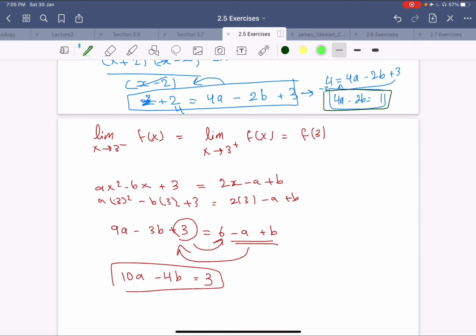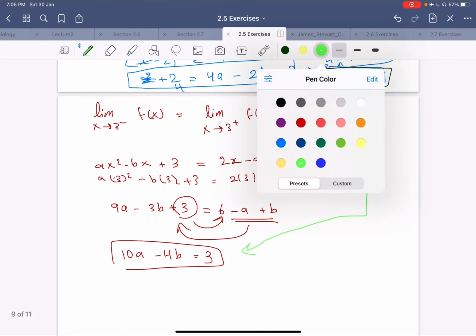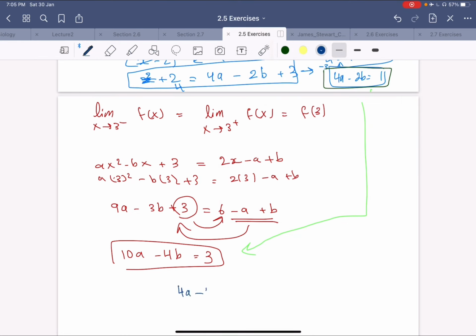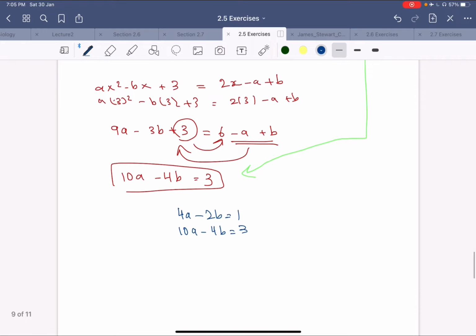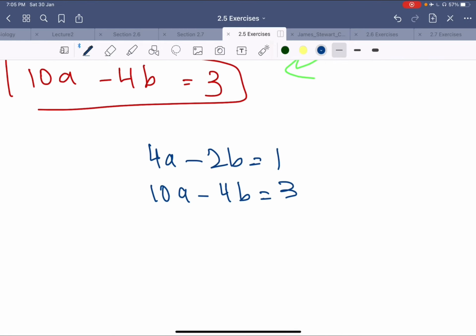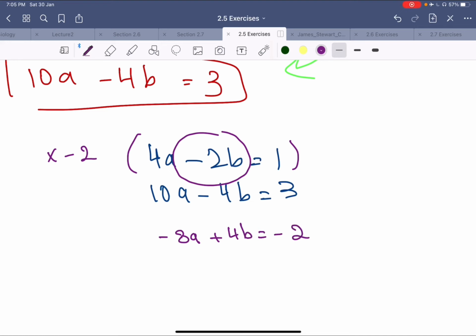Now we combine the two equations to find a and then b. We have 4a minus 2b equals 1 and 10a minus 4b equals 3. Now we want to eliminate between them, so we must make one of them, either a or b, the same but with a different sign, so if it is positive it becomes negative. So we multiply this part by negative 2, so this becomes plus 4b, and this becomes negative 8a plus 4b equals negative 2.